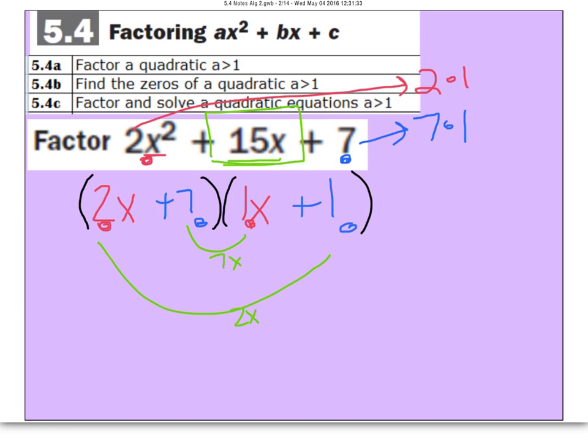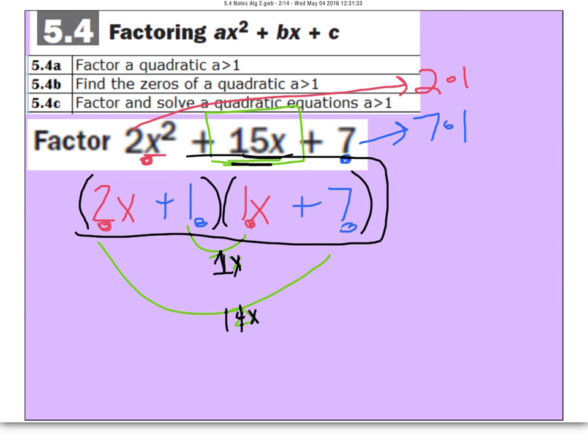So that doesn't work. So I'm going to come in here and erase my 7 and my 1, and I'm going to switch them. Let's try putting the 1 here and the 7 here. If I do that, now 1 times 1x is 1x. 2x times 7 is 14x. These two do add together to the 15x. Therefore, I now have the right combination, and we'll circle that as my answer.